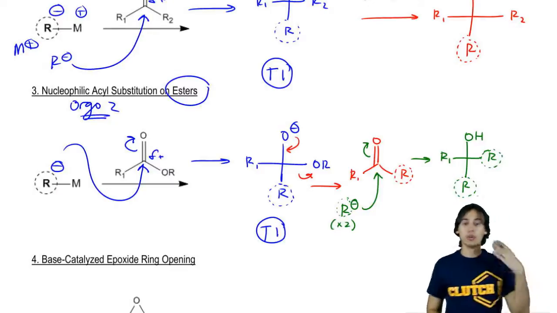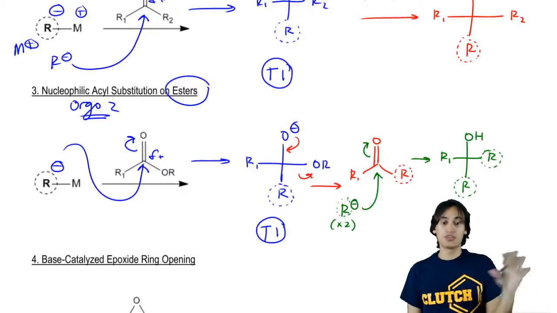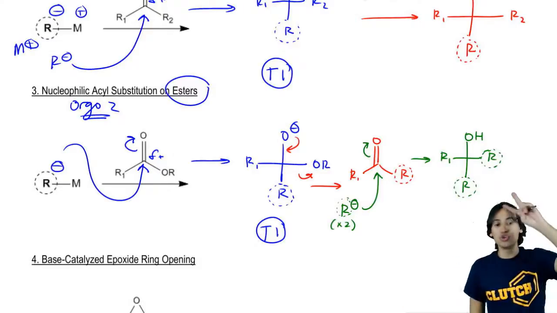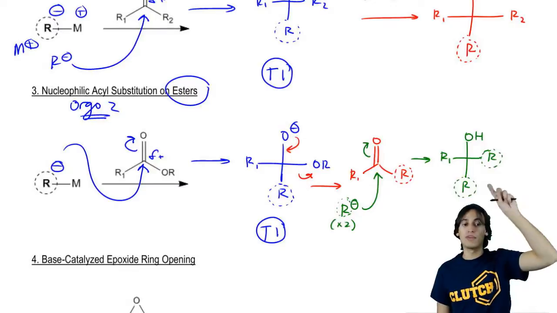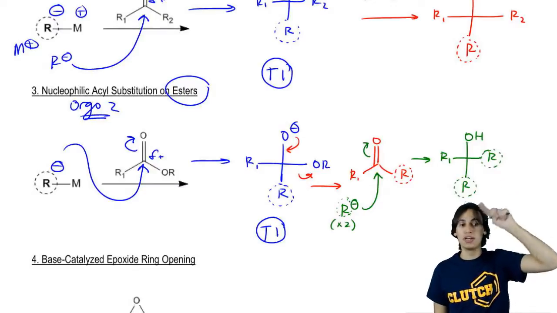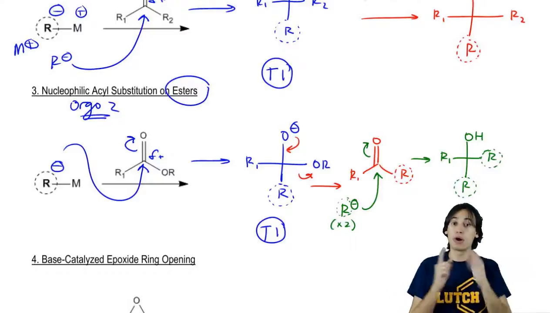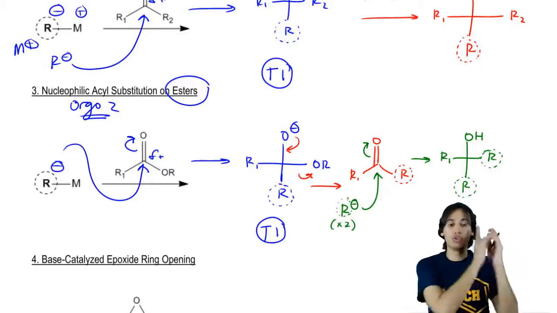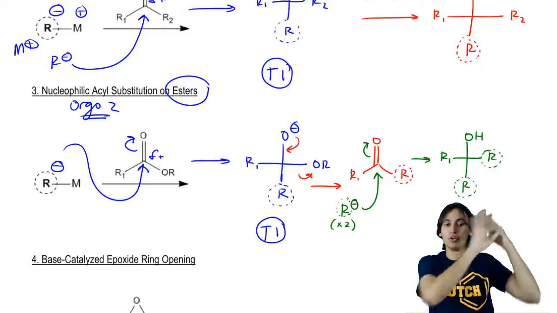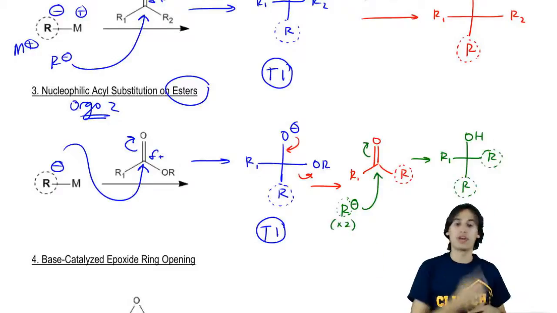So one of the biggest giveaways that you used an ester to make this reaction happen is that there are two of the same R group in the final product. If you have two of the same R group in the final alcohol, what that tells you is that you probably reacted twice. And if you were trying to look backwards, you would know that you could create this molecule by using an ester to react once and then to react twice.